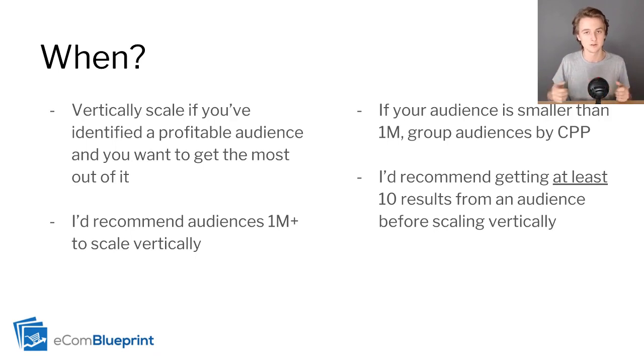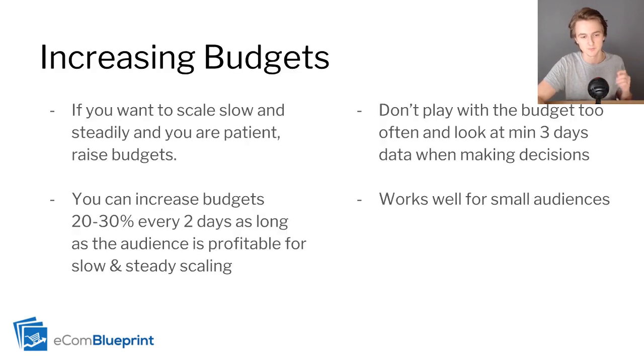This is part of the reason why I personally start with larger budgets. I usually start with $50 ad sets. It's just so that you can get results faster and you can get reliable data and make reliable decisions. So I would recommend at least 10 results, preferably more than that, but 10 I would say is the bare minimum. Now I'm going to talk about the different methods of scaling vertically.